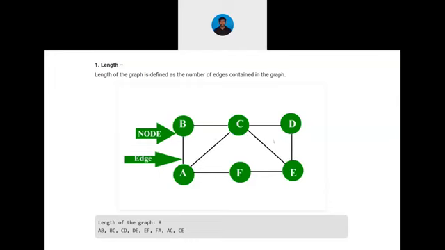1, 2, 3, 4, 5, 6, 7, 8. A, B; B, C; C, D; D, E; E, F; F, A; A, C; and C, E. So the length of the graph is 8. This is how we calculate the length of a particular graph. The length of the graph is defined as the number of edges contained in the graph.